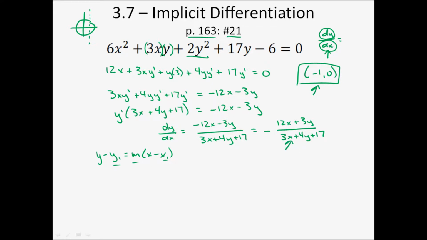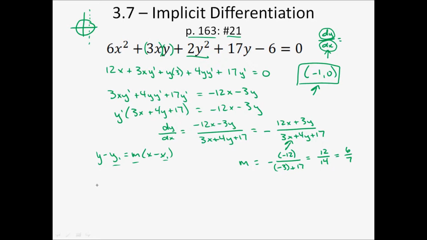So the x and y values we're going to plug into this expression are -1 and 0. So we have a negative sign out front, 12 times x, so that's going to be a -12, plus 3 times 0, nothing, 3 times -1, 4 times 0, plus 17. So our slope is going to be, let's see, a negative and a -12, so we have 12 over 14. We can simplify that to be 6 over 7. Fantastic. So that's the slope of our tangent line.